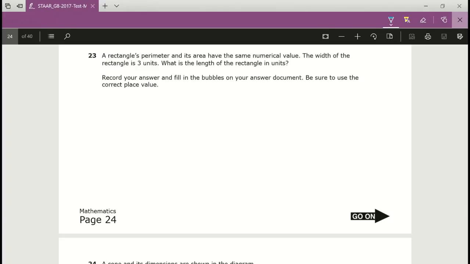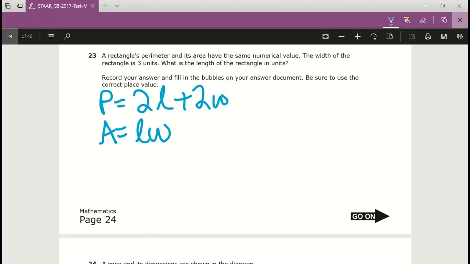Remember, back from 7th grade, perimeter is 2 times the length plus 2 times the width. Now we could also say something about area, so I should write down the area formula for a rectangle. Area equals length times width.